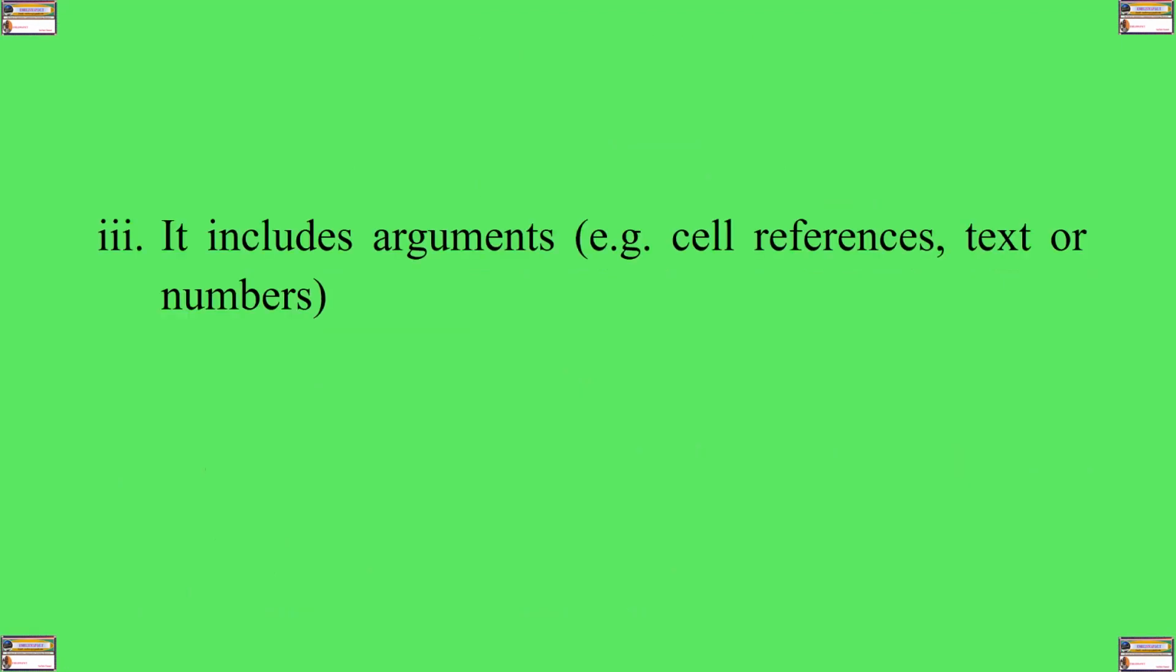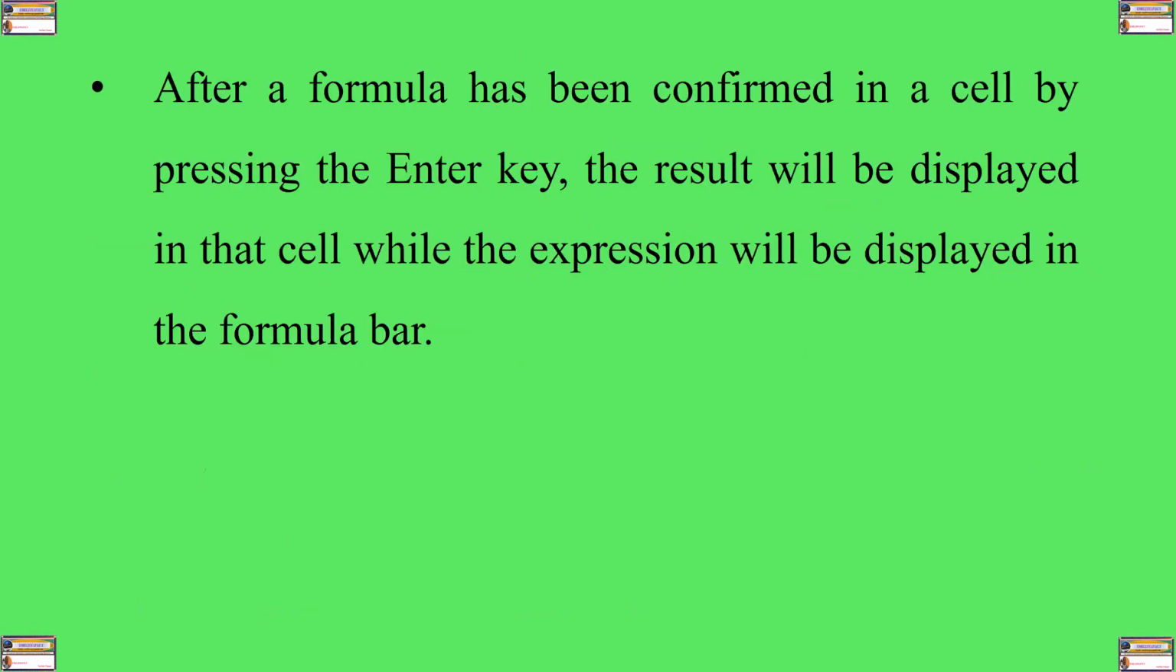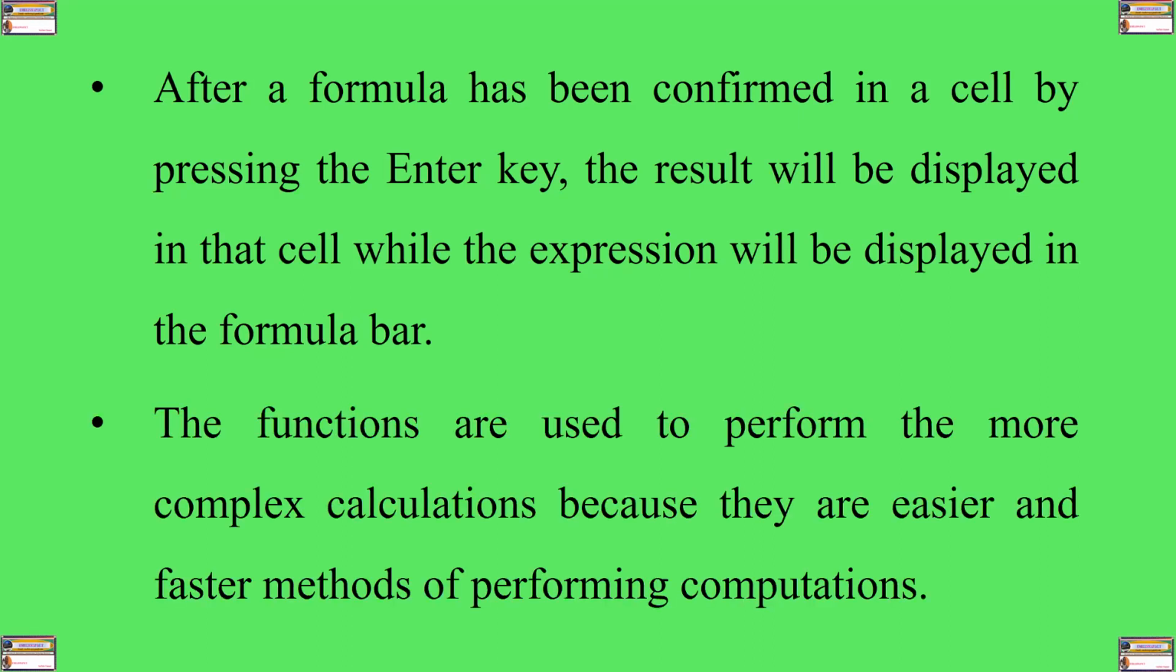Number three, it includes arguments, that is, cell references, text, or numbers. Number four, it includes operators, that is, mathematical symbols that are used to perform certain tasks, for example, addition, multiplication, division, subtraction, amongst others. After a formula has been confirmed in a cell by pressing the Enter key, the result will be displayed in that cell while the expression will be displayed in the formula bar.